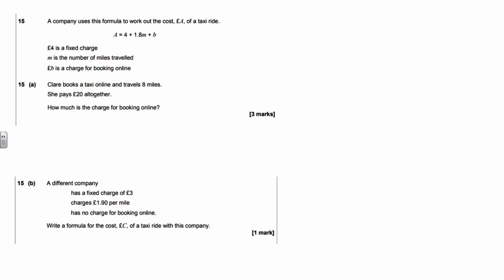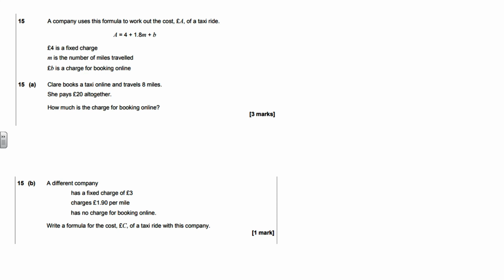Alright, question 15. A company uses this formula to work out the cost £C of a taxi ride. £4 is a fixed charge, N is the number of miles that are travelled, B is the charge for booking online. Claire books a taxi online and travels 8 miles. Altogether she pays £20. How much is the charge for booking online?